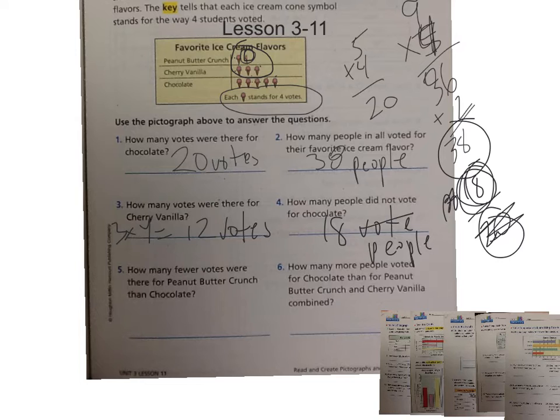It says here in number 5, how many fewer votes were there for peanut butter crunch than chocolate? Okay, so we know there's 20 for chocolate. We're going to subtract the amount of peanut butter crunch, which is 4, 5, 6. So there's 14 fewer.